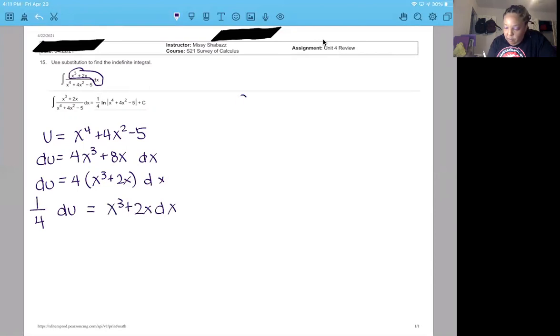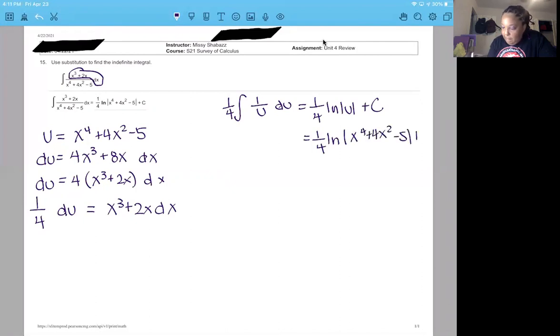Rewrite my integral, and I have a 1/4 times 1 over u du. The integral of that is the natural log of the absolute value of u. Plug back in my u, and I get 1/4 natural log of the absolute value of x to the 4th plus 4x squared minus 5, plus a constant.